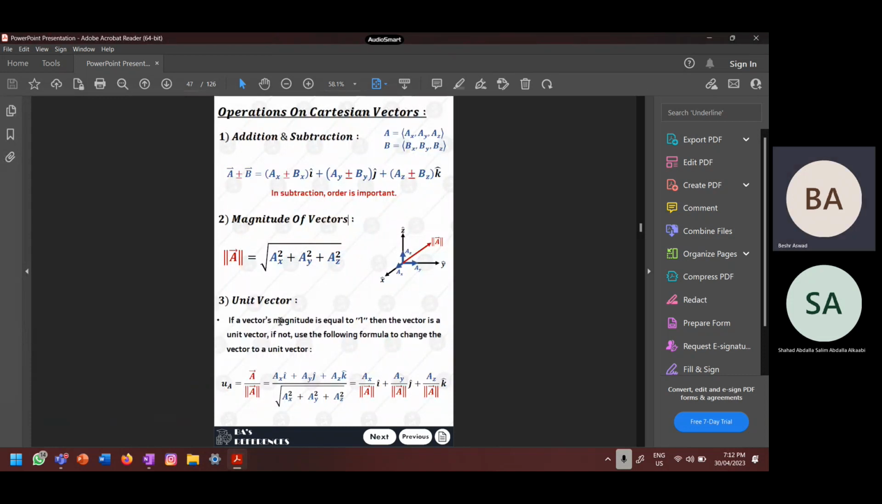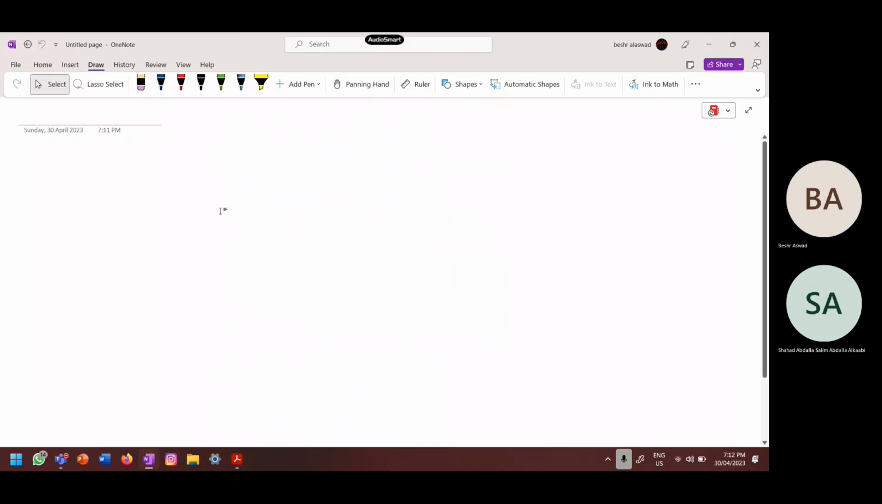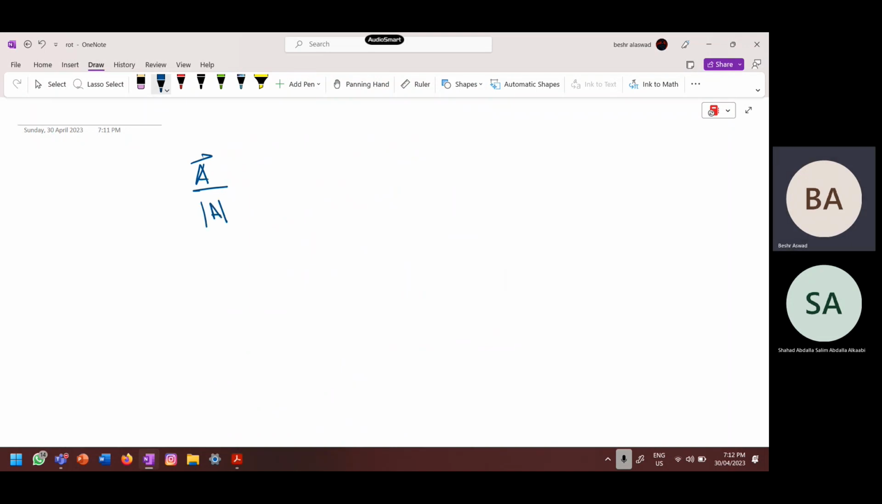A unit vector is a vector that has the magnitude of 1. When you have a vector that has a magnitude of 1, this means that this is called a unit vector. Okay? To have the unit vector, let's say we have the vector A divided by its magnitude. This will give you the unit vector of A.